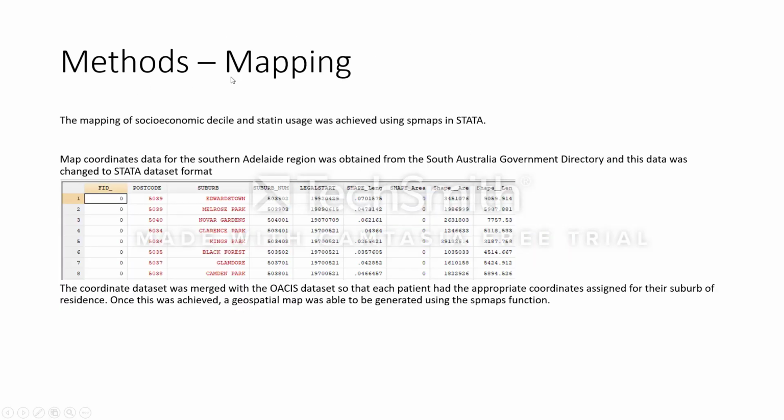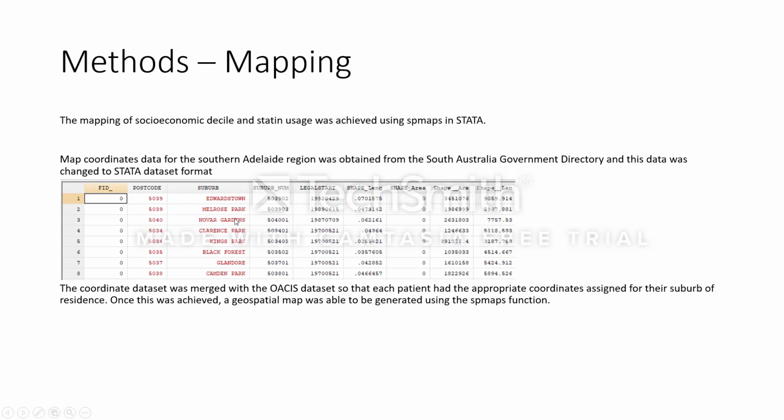And then, as another component of my research, I also mapped out socioeconomic decile and statin usage using an SPMaps function in Stata. So what I did was I took the map coordinates for the South Adelaide region, which I obtained from the South Australia government directory, and this data was changed to a Stata dataset format.